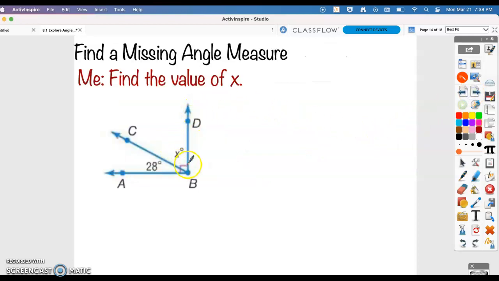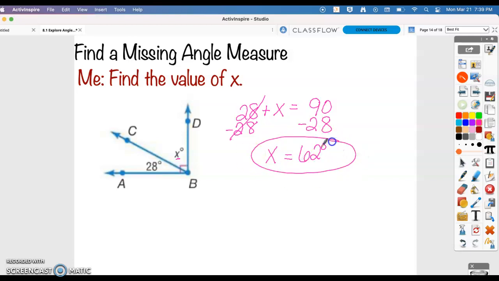Now we know that these two together form 90 degrees, which is complementary, but they want me to find x. What I know is if I take this angle right here, which is 28, and add it to x, those two are going to add up to 90. We're trying to find this missing x, so we're solving for x. It's a positive 28, so we're going to subtract 28. Whatever we do to one side, we do to the other. So 90 minus 28 is 62 degrees.